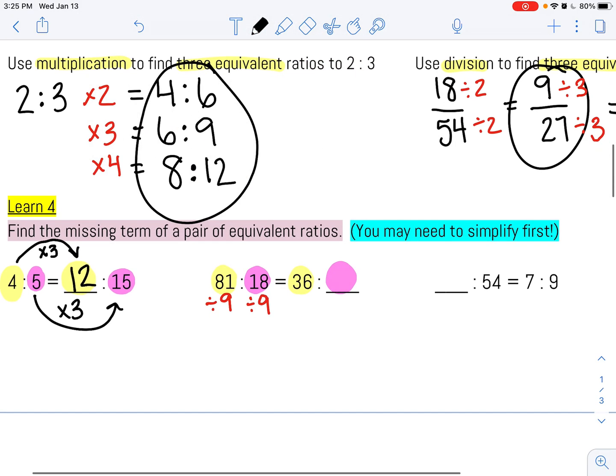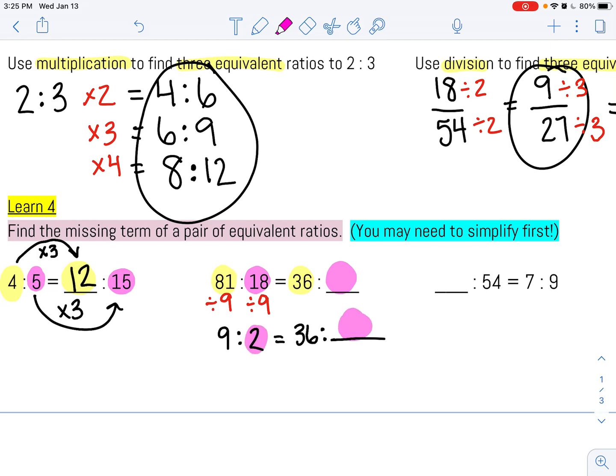When I do that, I get 9 to 2 is now equal to 36 to that mystery number. I'm going to highlight and match up my numbers again so that I can find my missing term. I look for which colors have both numbers there for me to work with. If I look in this example, I have 9 and 36. Both of my yellow numbers are the first terms that match up.